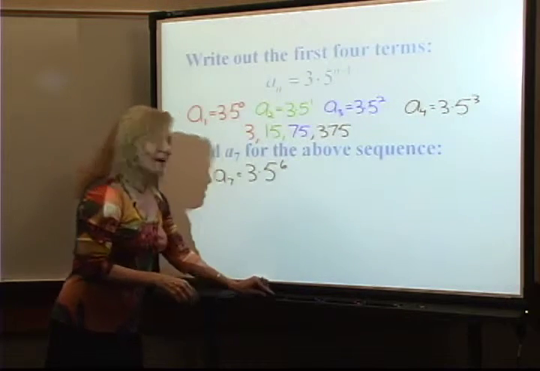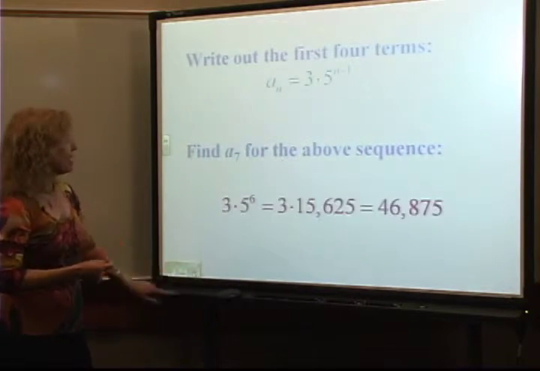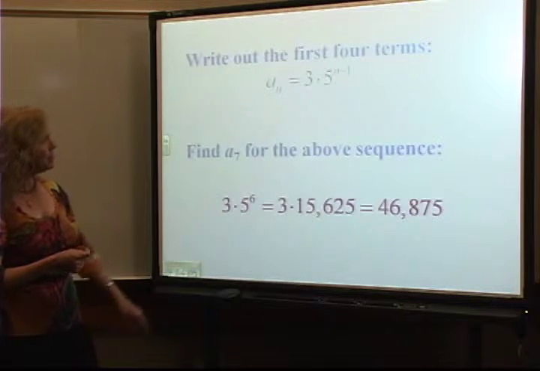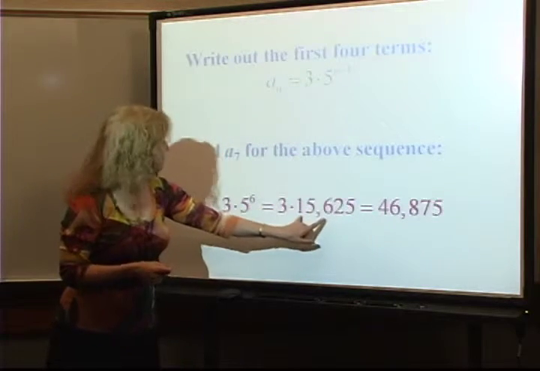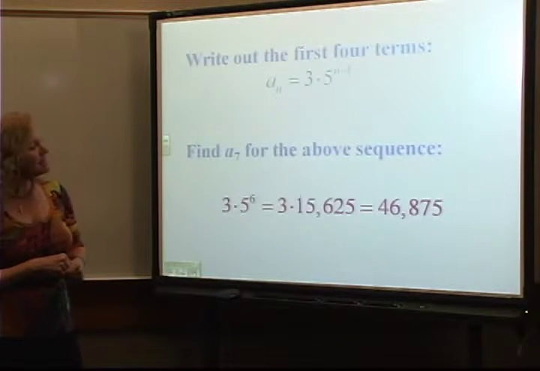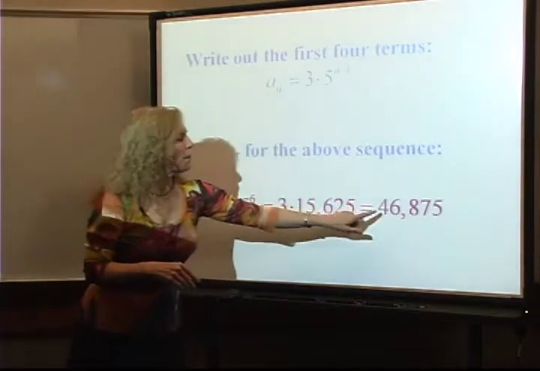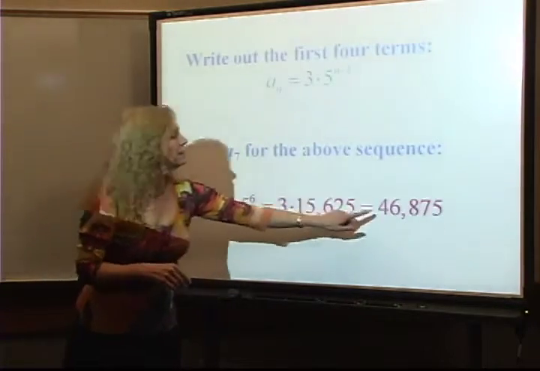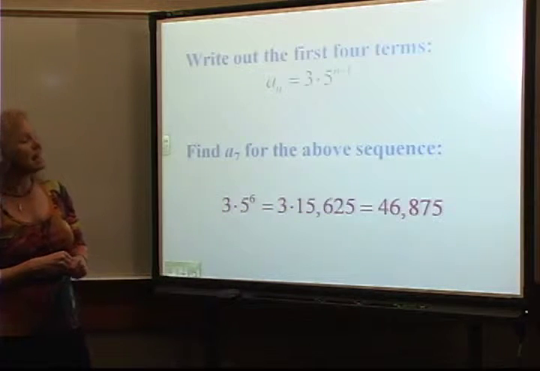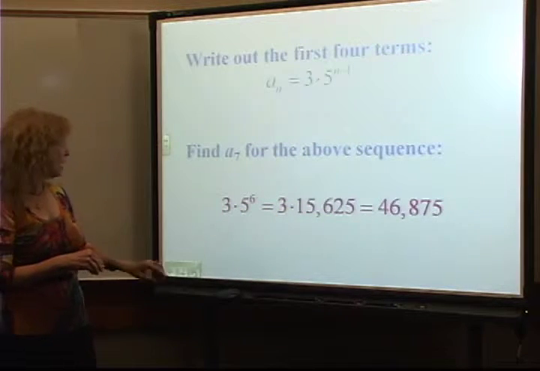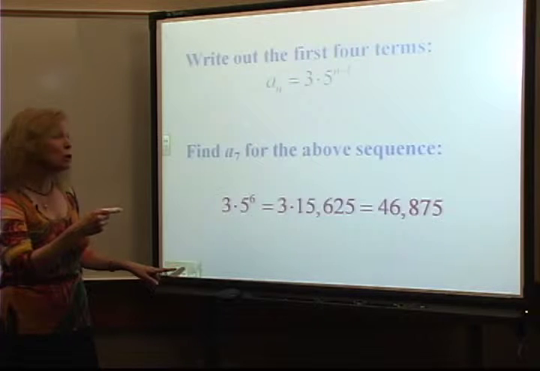Well, you know what? I don't know 5 to the 6th off the top of my head, so I asked my calculator what that happened to be, and 5 to the 6th is 15,625, so my 7th term is this 46,875.